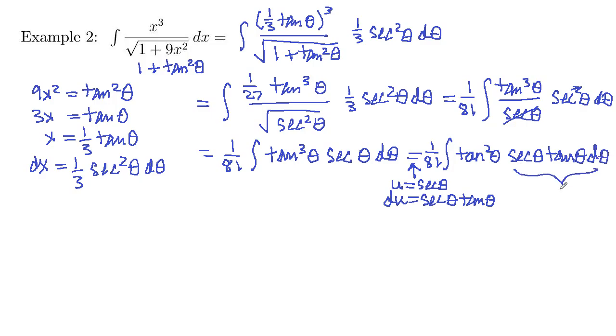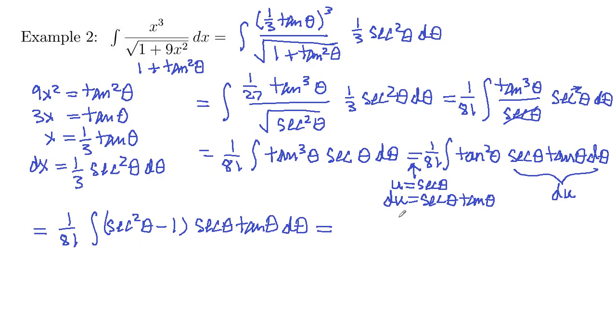So this is going to be our du, using the method of the last section. And then the tangent we need to write in terms of secant. So 1 plus tangent squared is secant squared, so tangent squared is secant squared minus 1. So this will be 1/81 times the integral of secant squared theta minus 1, times secant theta tan theta.